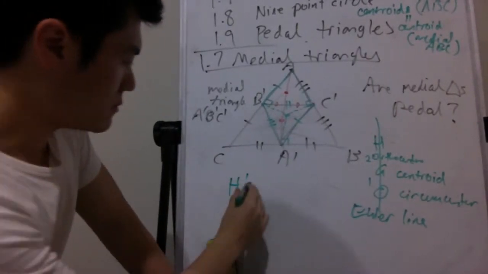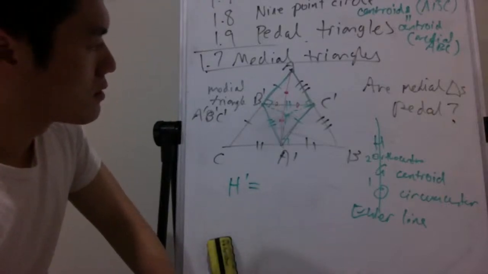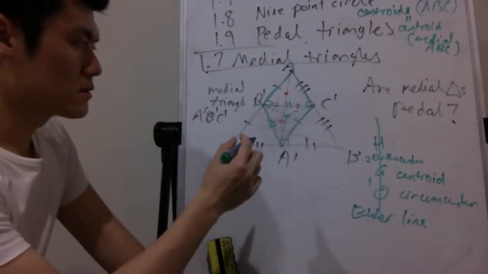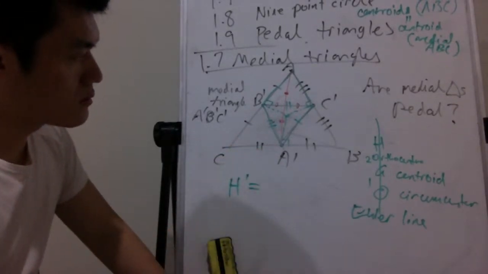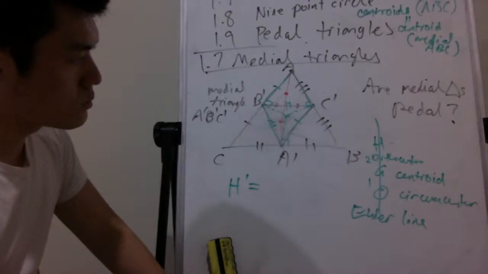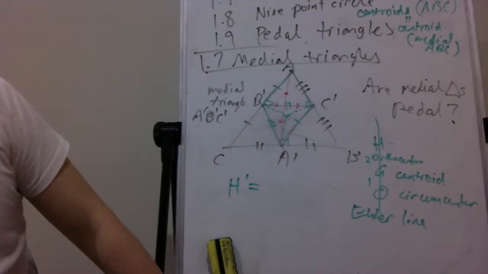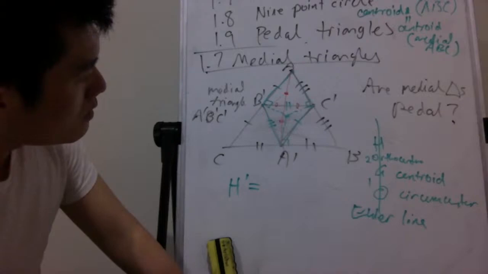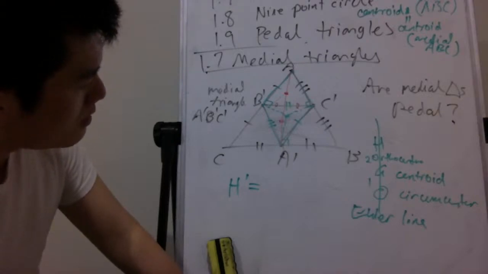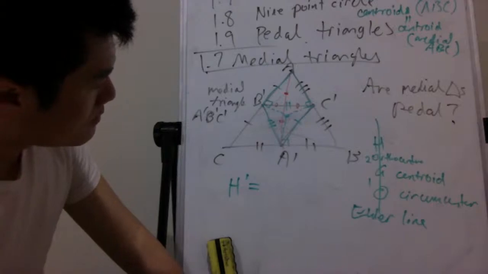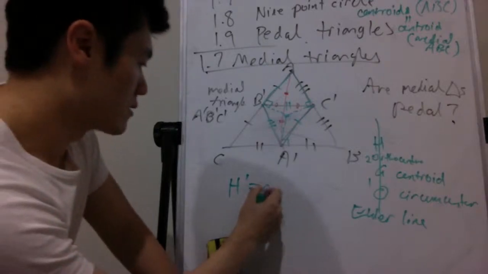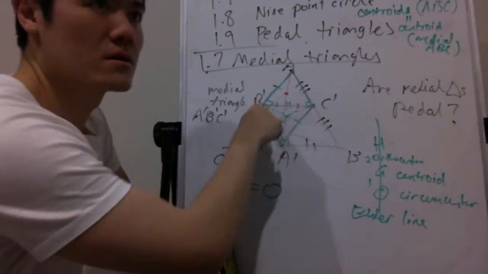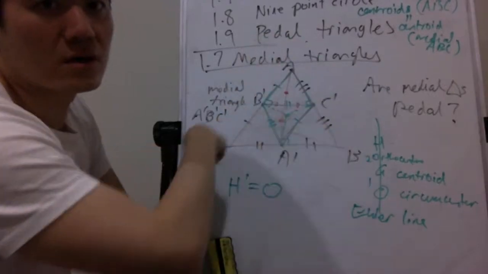Okay, it is equal to... you see what it's equal to? Oh, it's equal to the circumcenter of ABC, pretty sure, because they're parallel lines. Oh, okay. So it's equal to O. That's what you're saying, right? Yeah. So the orthocenter of this triangle is equal to the circumcenter of the original triangle.